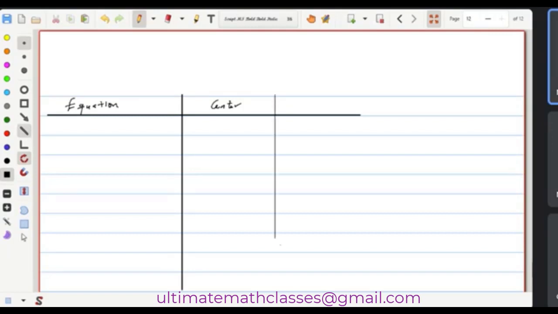Okay, let's recap. We've got the first one, that is x squared plus y squared equals r squared. What is the center of this circle? So with this one, we've got the equation, and we've got the center, and we've got the radius.